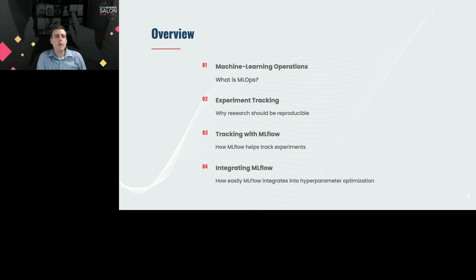So I will start by defining machine learning operations, what it is, what it means, and why it's important. I'll move on to talk about experiment tracking within machine learning operations and how to make research reproducible. Then I'm going to talk about a specific library called MLflow and how it helps us track experiments. And then I'll take MLflow and I'll show how to integrate it into complex data science workflows like hyperparameter optimization.